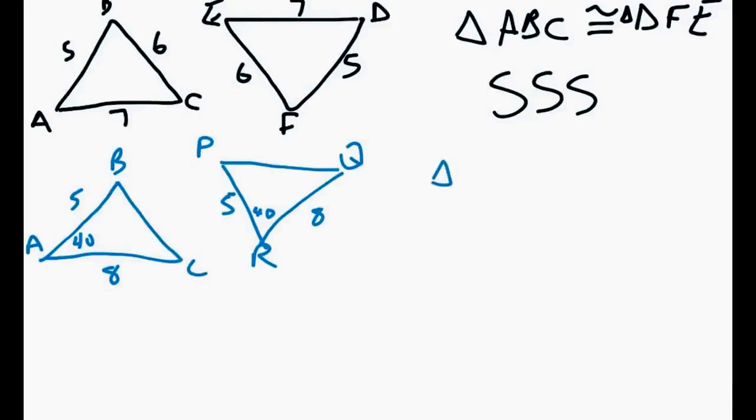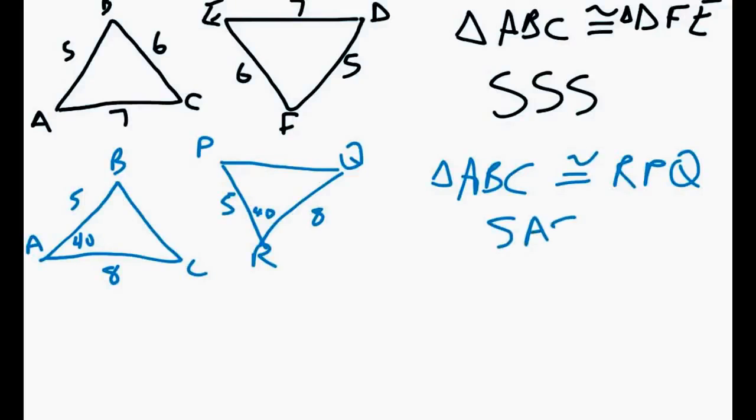In this case, we'd have ABC congruent to RPQ, where R is the same as A, P is the same as B, and Q is the same as C. Those two triangles are the same, and we say they're congruent because of side, angle, side. Once again, it would be impossible to draw these any other way to get different triangles with those three bits of information.